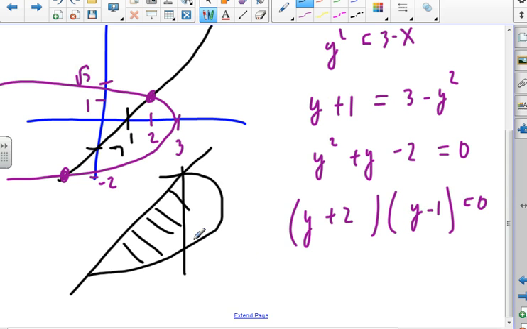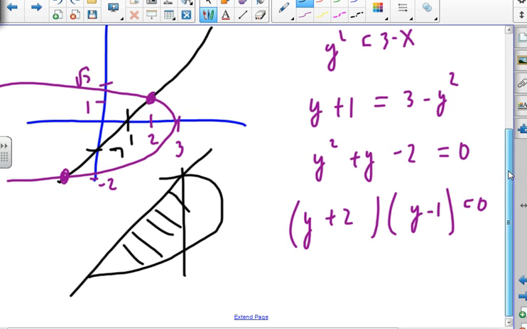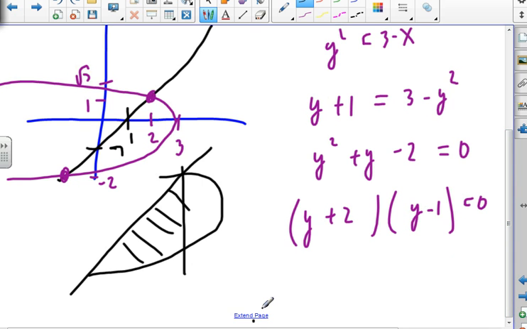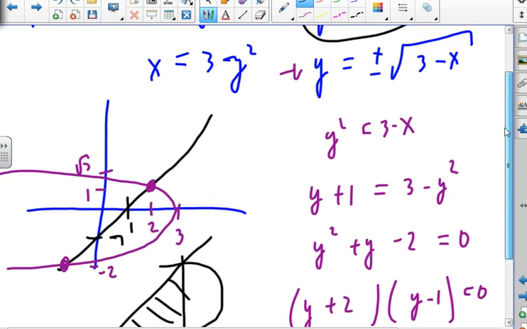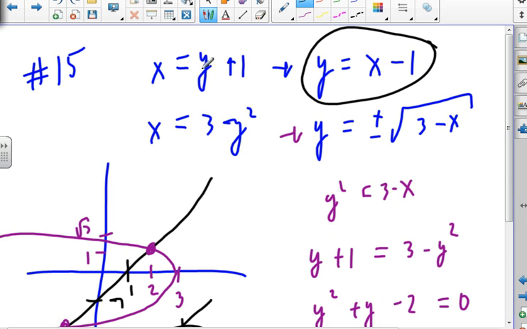Okay, so I got 2 different integrals to do. That's 2. What is this guy? When y is minus 2, what's x? Y is minus 2, x is minus 1. So this guy happens at minus 1.